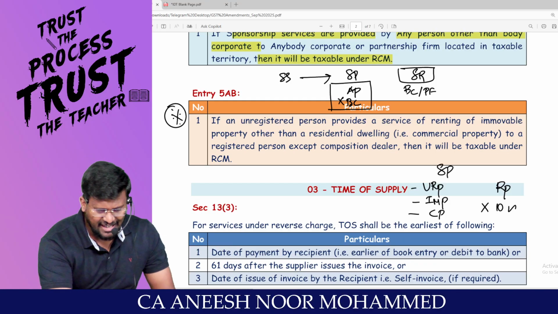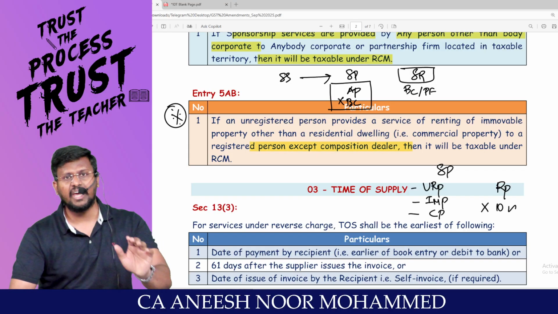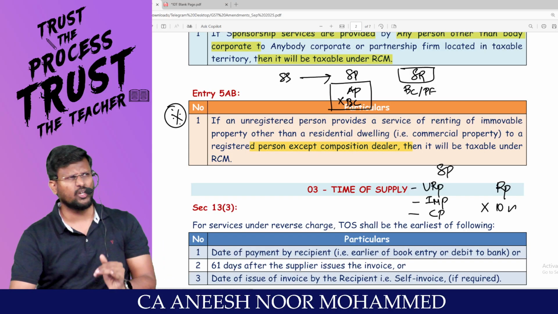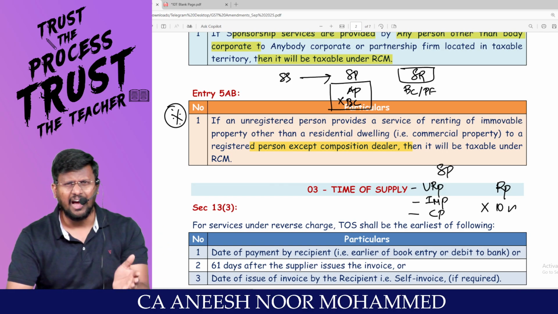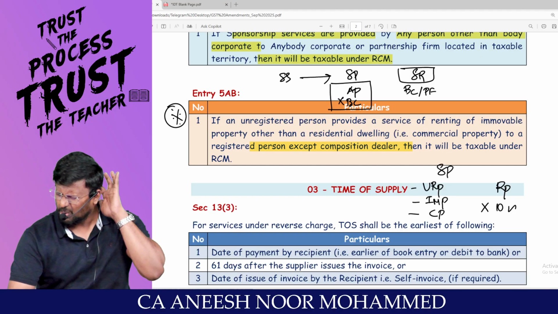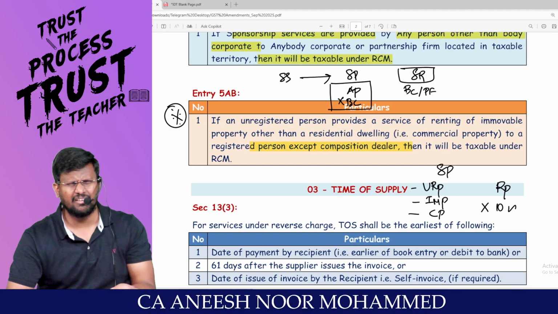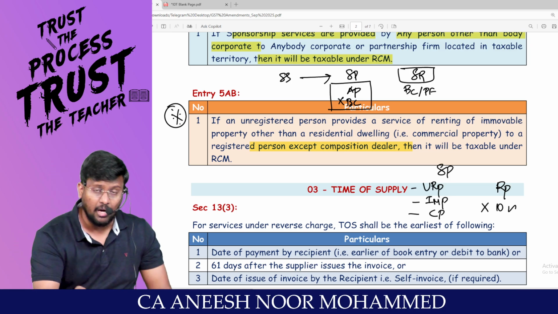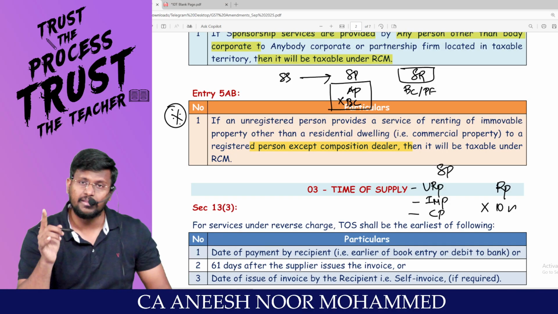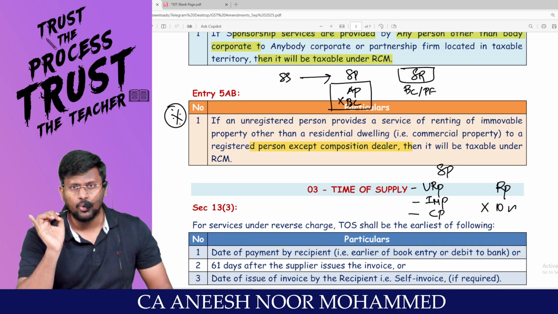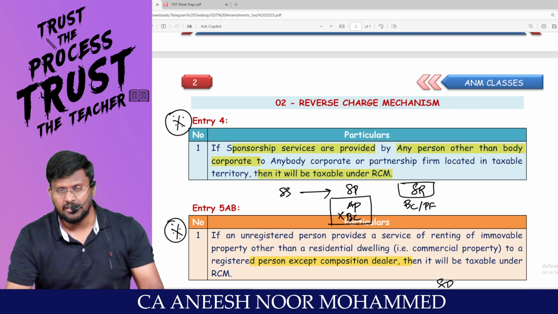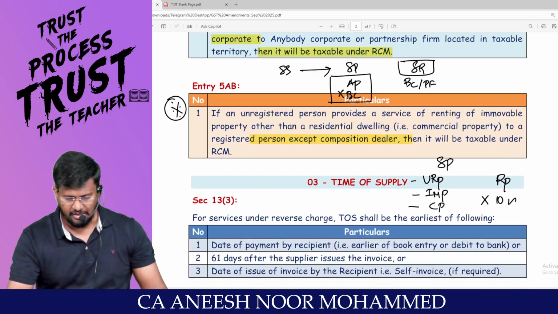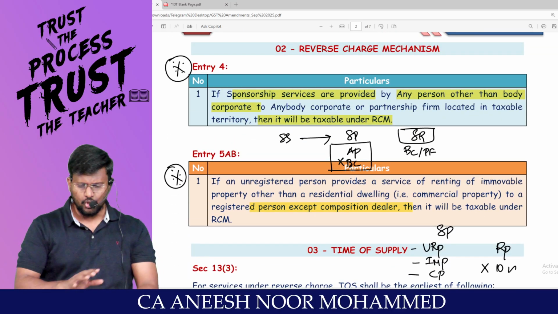That means if that person is a composition dealer, then RCM will not be applicable, because a composition dealer will not collect output tax. He can't take ITC also. Government came to know that, why is he scratching his head, unnecessarily disturbing him. So this recipient should be a registered person other than composition dealer. Then only RCM will be applicable. These two things are highly expected areas for this September examination. Clear?